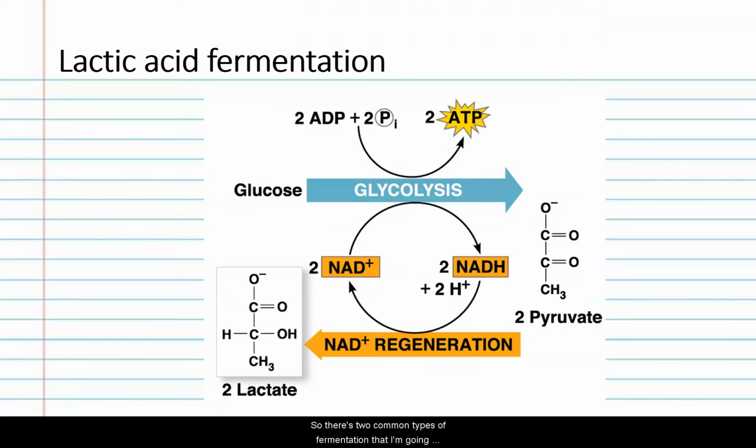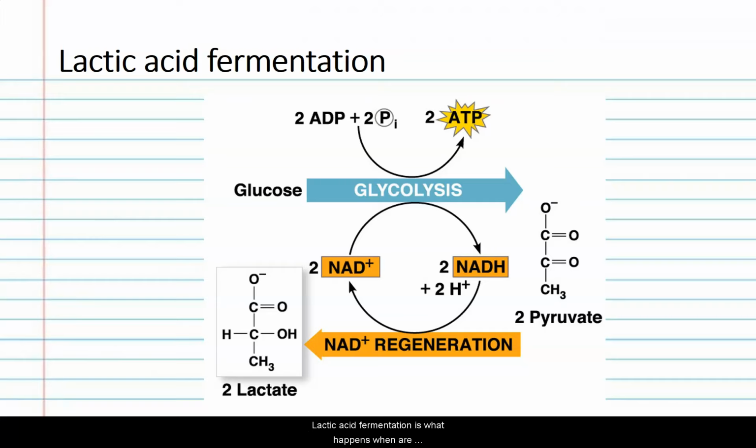So there's two common types of fermentation that I'm going to discuss, but really there's a ton of different types of fermentation. And the thing that they all have in common is that the molecules that receive the electrons at the end of fermentation, they are waste products. So one example is what we call lactic acid fermentation. And in lactic acid fermentation, a cell will go through glycolysis, and then it'll take that pyruvate and it'll put the electrons back onto pyruvate to generate lactate, right?